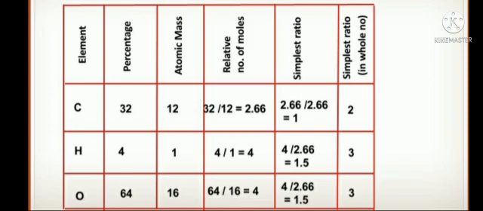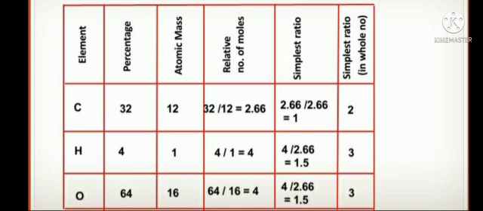Next, simplest ratio for hydrogen, 4 divided by 2.66, which is equal to 1.5. Here the numerator value 4 is relative number of moles of hydrogen, where the denominator value 2.66 is smallest number value in relative number of moles column. Here 4 divided by 2.66, which is equal to 1.5. Hence the simplest ratio value for hydrogen is 1.5.